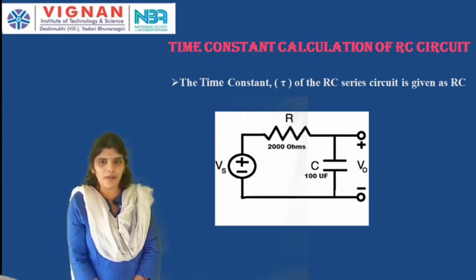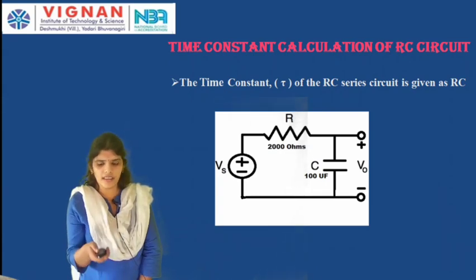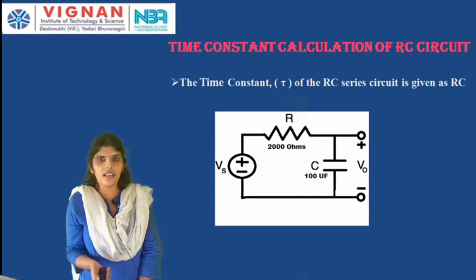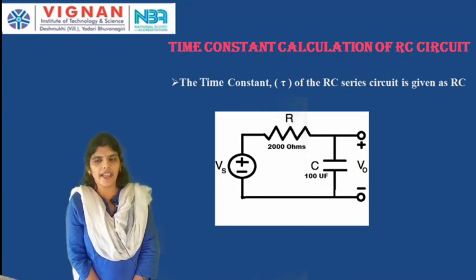The time constant of the RC circuit is given as tau equals RC. As soon as the capacitor gets completely charged, it starts acting as an open circuit, just like when our stomach is completely full, we are not going to take more food. So what is the time constant here? The time constant is defined as the time required to reach 63.2% of the final value.